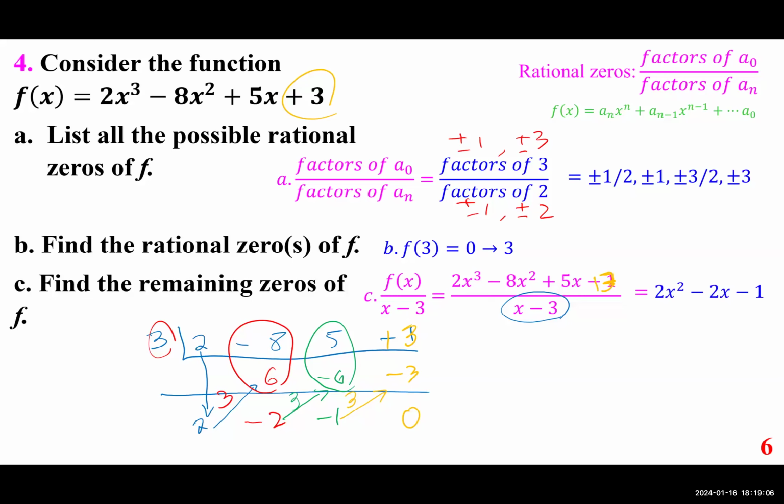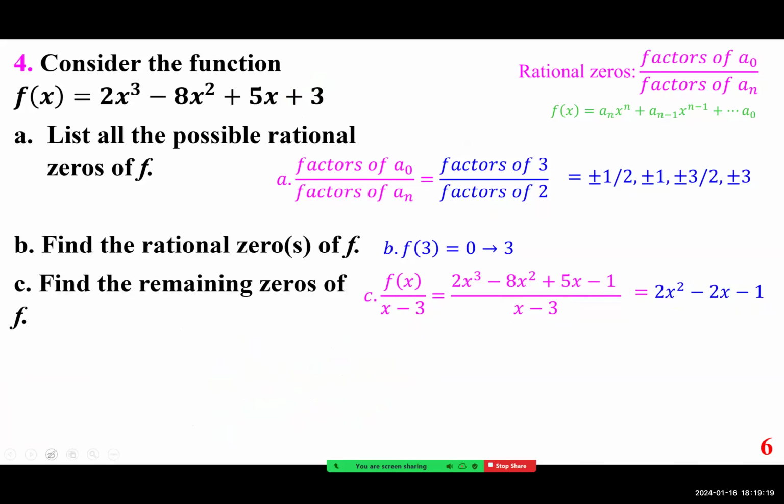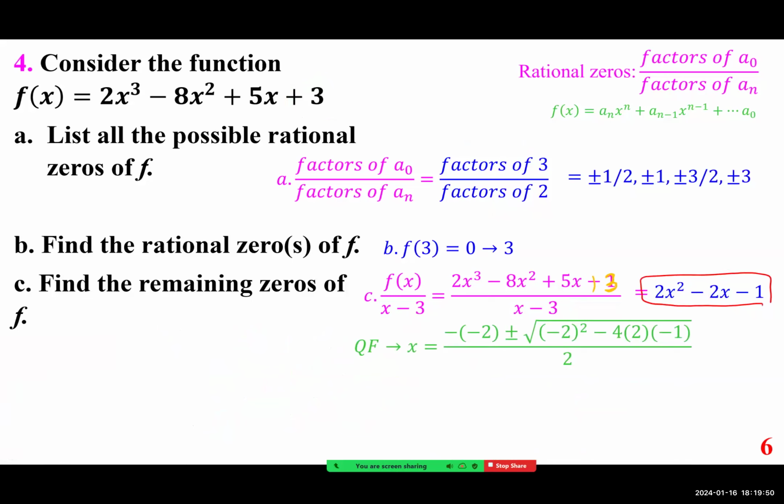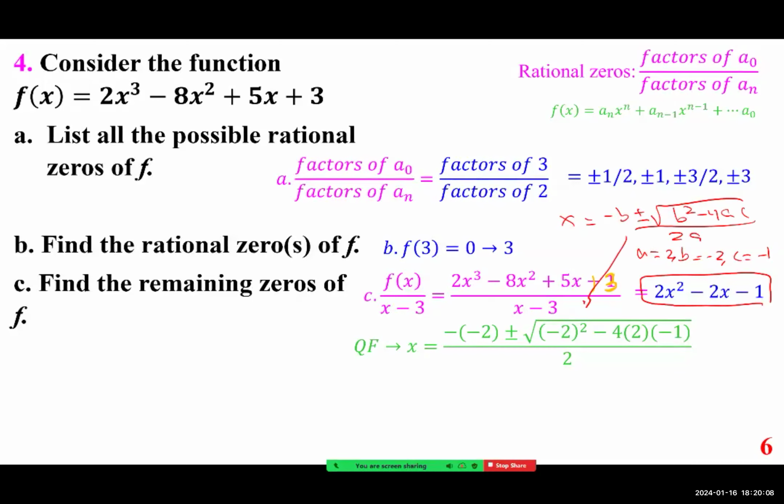Now, this is a quadratic function, and I can use the quadratic formula on that. So let me erase everything. And again, this one is +3. All right, I'm going to use the quadratic formula: x equals minus b plus or minus the square root of b squared minus 4ac, over 2a. So a is 2, b is -2, c is -1, resulting in this.